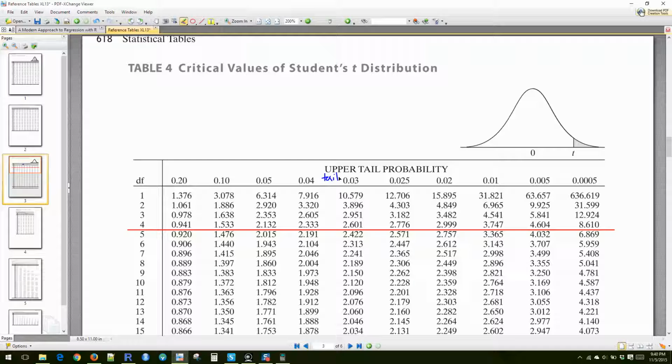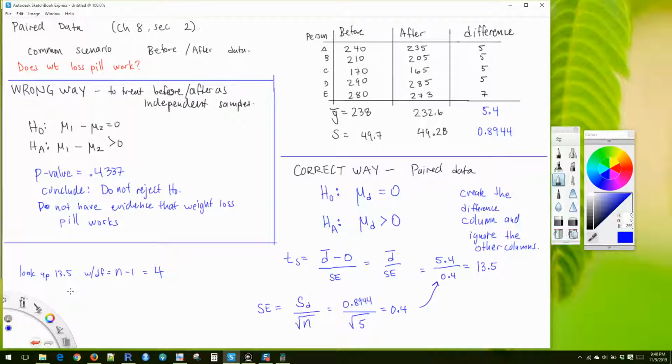Looking at 13.5, we see we're beyond 8.6. 13.5 is way out here. So that means whatever our tail is, it must be less than 0.0005. So here we say our tail is less than 0.0005, and that would be our p-value because it's one tail. We don't need to worry about doubling it or anything. So our p-value is less than 0.0005.